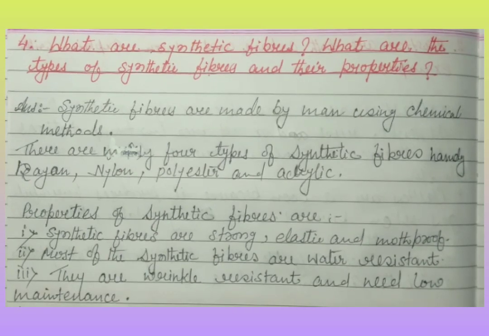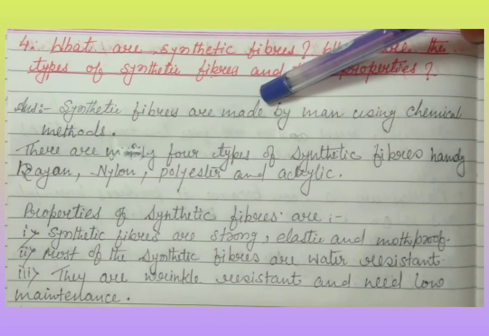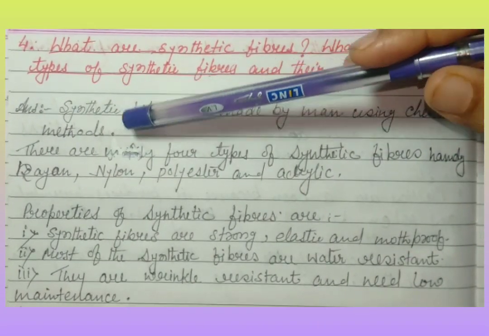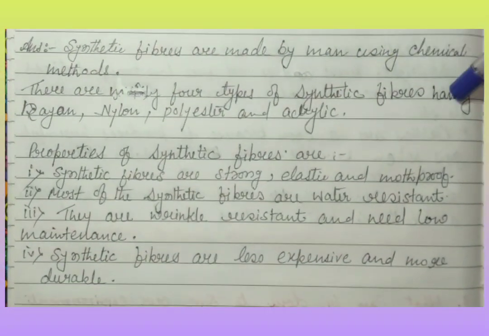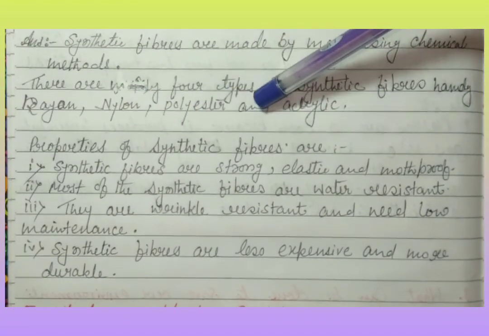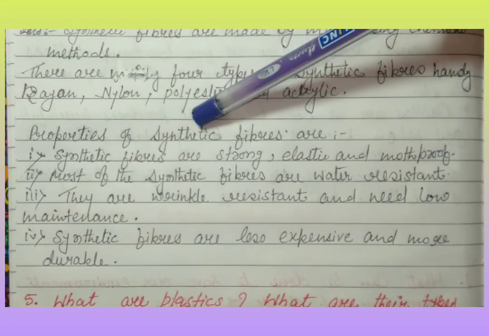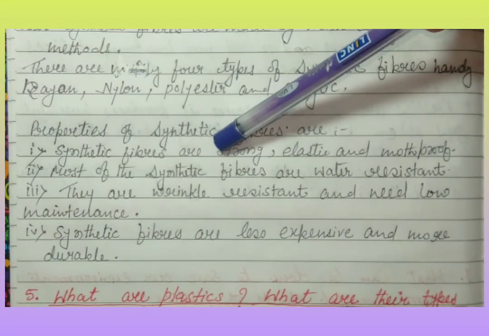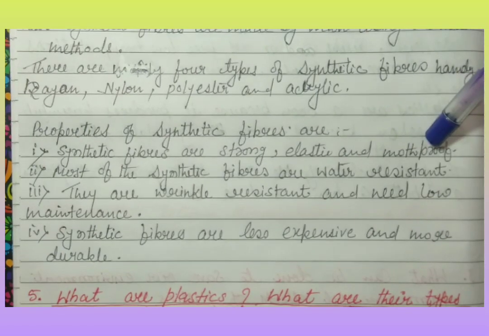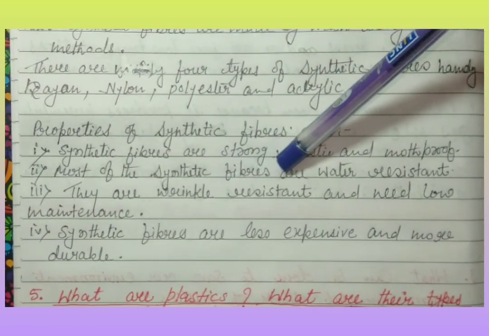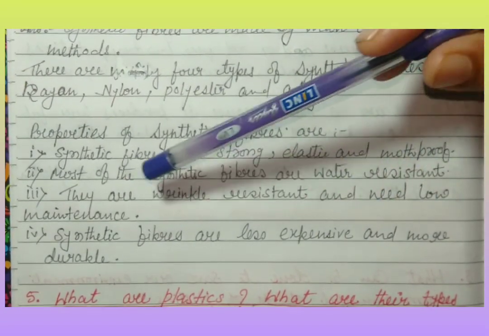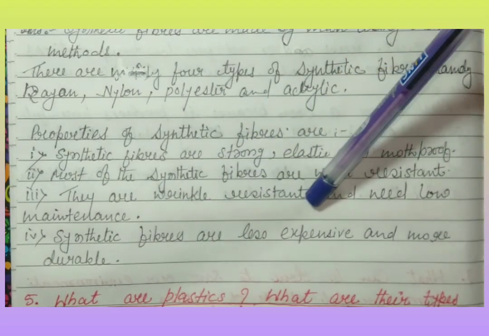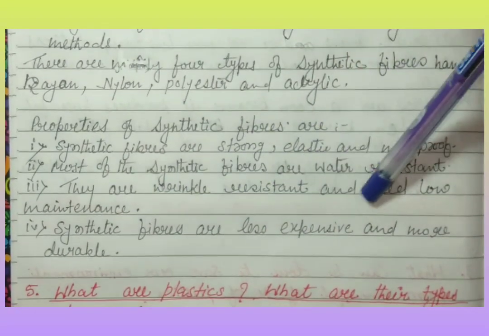What are synthetic fibers? What are the types of synthetic fibers and their properties? Synthetic fibers are made by man using chemical methods. There are mainly 4 types of synthetic fibers, namely rayon, nylon, polyester and acrylic. Properties of synthetic fibers: synthetic fibers are strong, elastic and moth-free. Most synthetic fibers are water resistant. They are wrinkle resistant and need low maintenance. Synthetic fibers are less expensive and more durable.